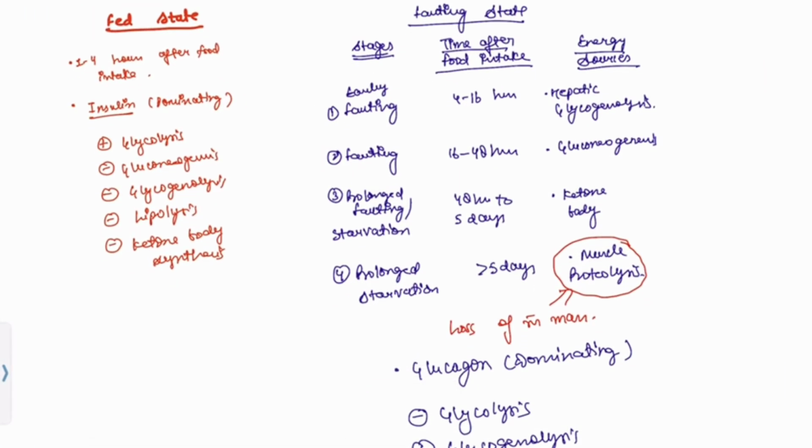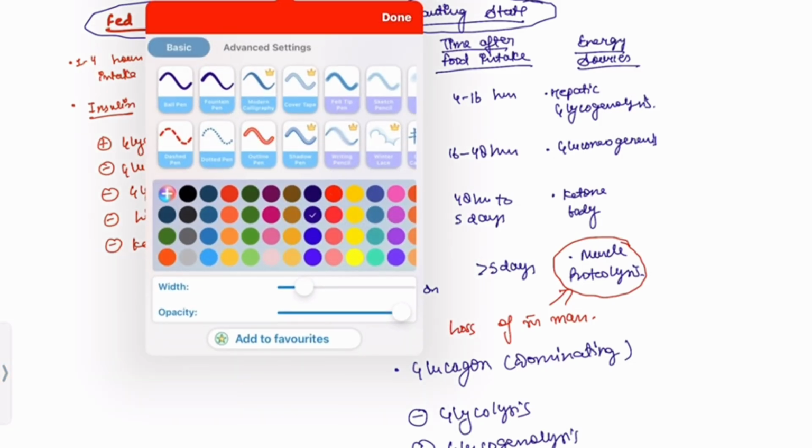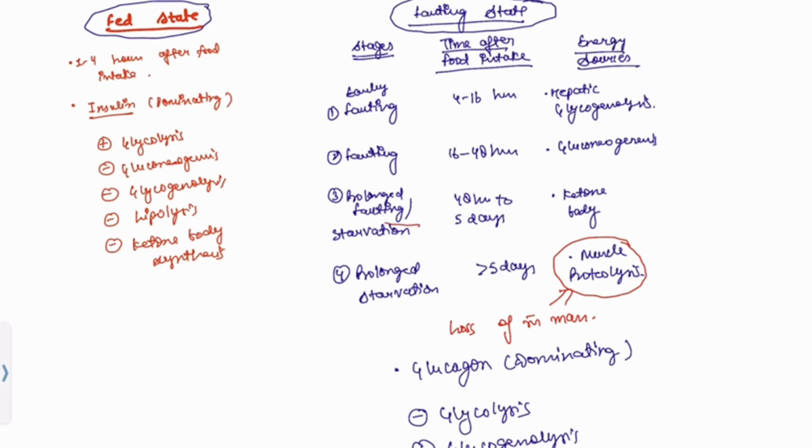So the fed state is a condition in which we have enough glucose, and fasting state is a condition where we do not have enough glucose, and our body then switches to various metabolic pathways in order to form glucose. So our today's topic is starvation. We will mainly talk about starvation and ketone body synthesis.